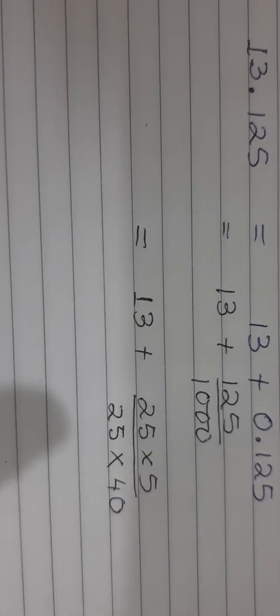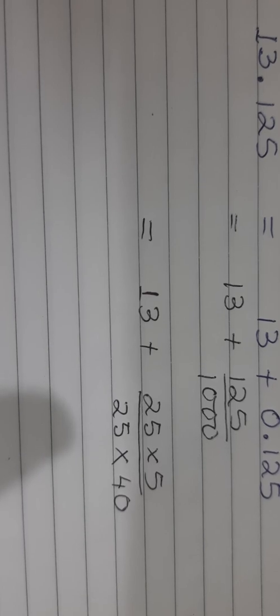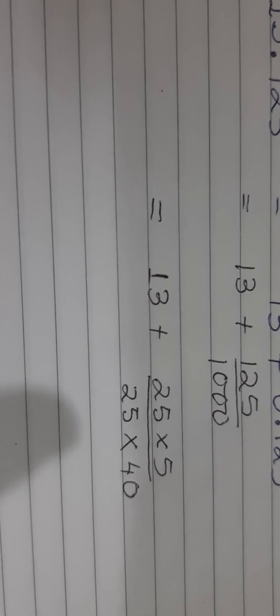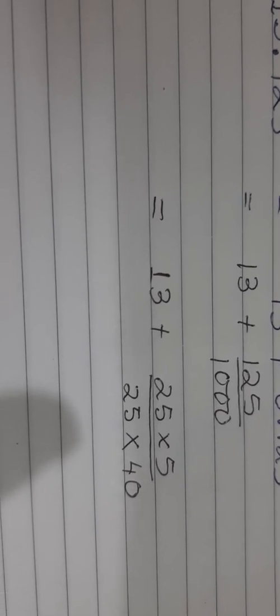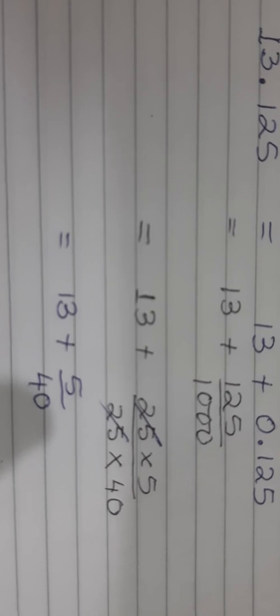So there, 125 can be written as 25 into 5. 25 into 5 is 125. 1000 can be written as 25 into 40. 25 into 40 is 1000. So the common factor 25, you cancel it out. So there, the common factor is 25. You cancel 25 in the numerator as well as the denominator, you will get 5 by 40. No need to do anything with 13. 13 will be 13 only as it is. Alright, so we have 13 plus 5 by 40.